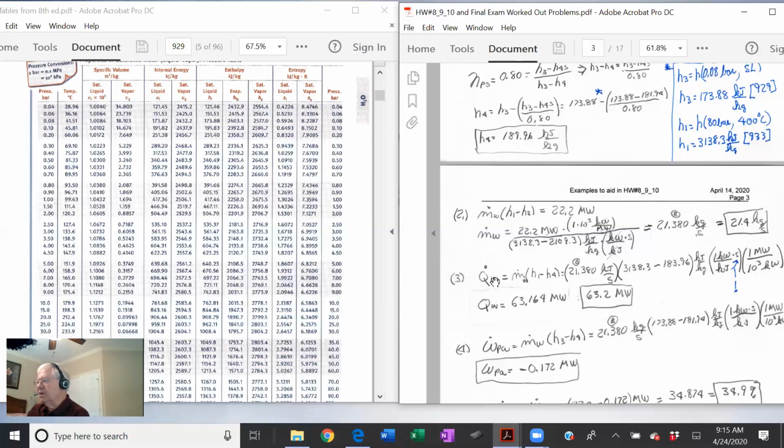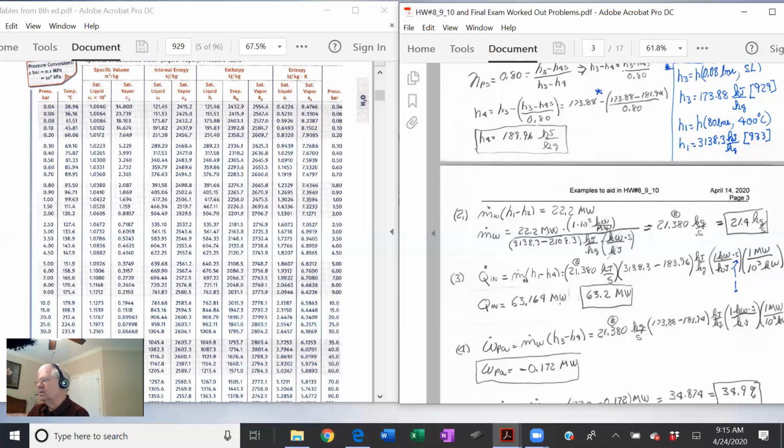Now the next one asks you to calculate the heat into the boiler. That's just m dot, which you calculated here, times H1 minus H4. Go through the calculations, and I got this number, 63.164 megawatts. Oh, that should be kilowatts there.